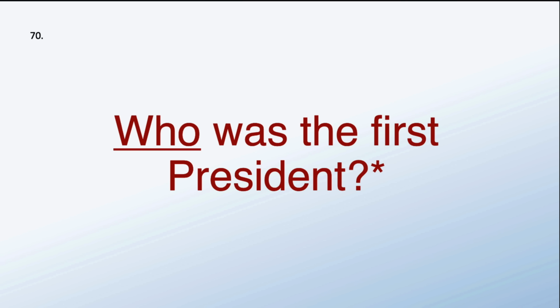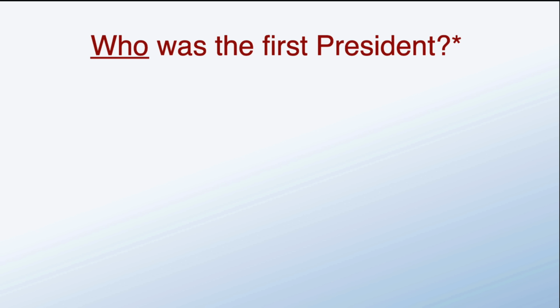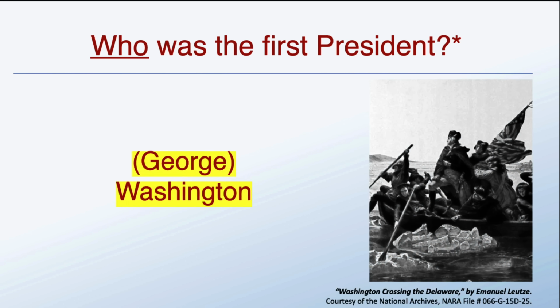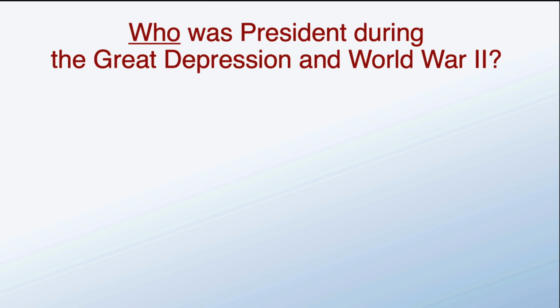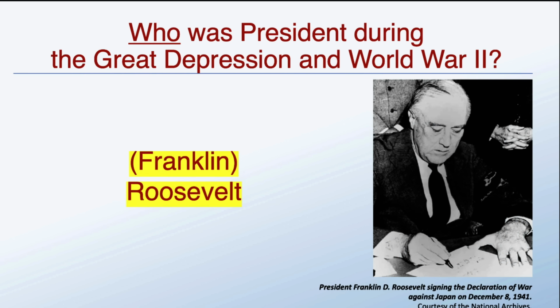Who was the first president? The first president was George Washington. Who was president during the Great Depression and World War II? Franklin Roosevelt. Franklin Roosevelt was president during the Great Depression and World War II.